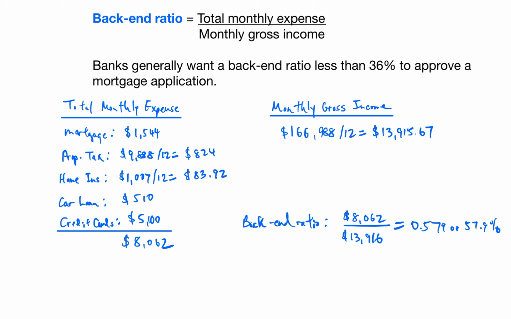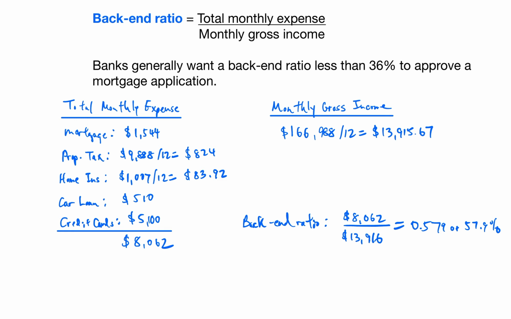or 57.9%. Okay, now with the back end ratios, banks generally want a back end ratio less than 36%. Sometimes they'll push it up to 41 or 42, but the lower the better. In this case, we have a back end ratio that is way too high.